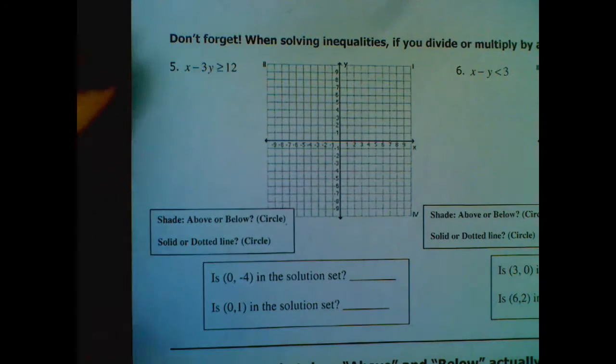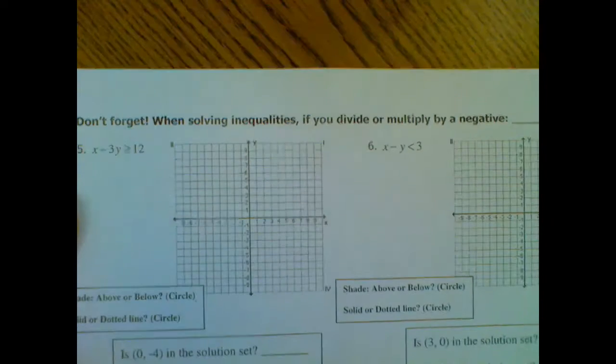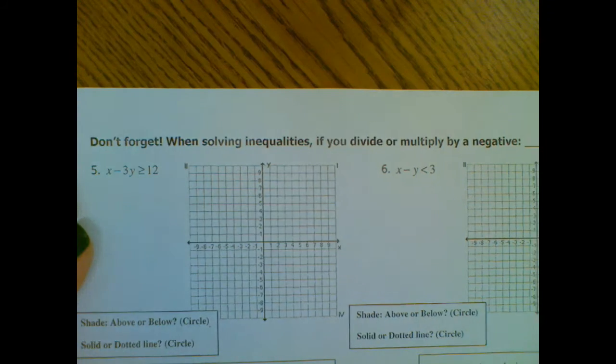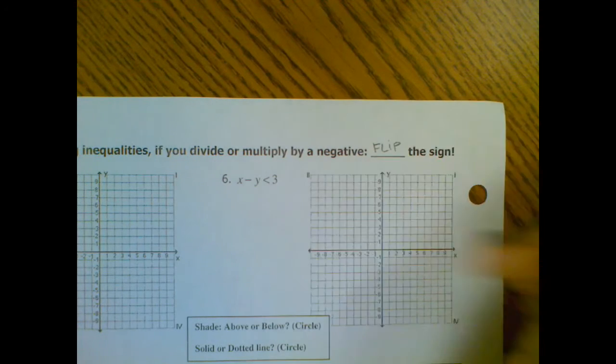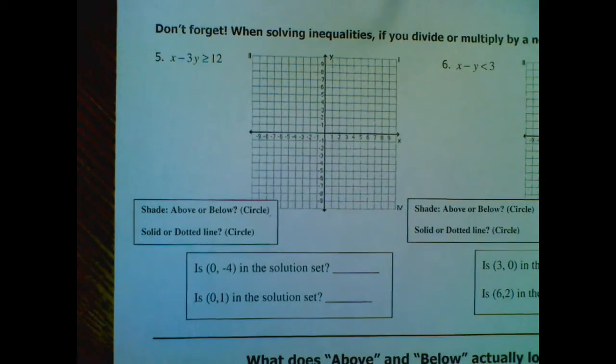All right, group, we are on example number 5 of our lesson 6 notes. It says at the top, don't forget, when you're solving inequalities, if you divide or multiply by a negative, you have to flip the sign. Make sure we flip the sign. So we're going to see an example of that here soon.